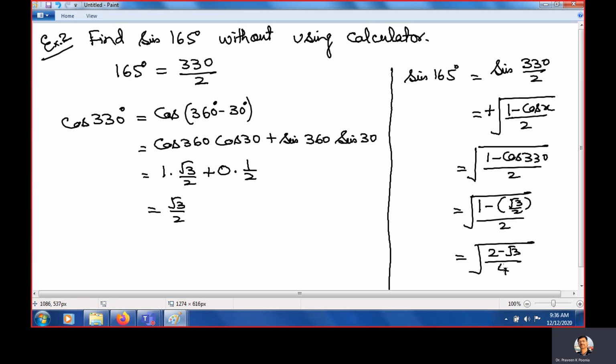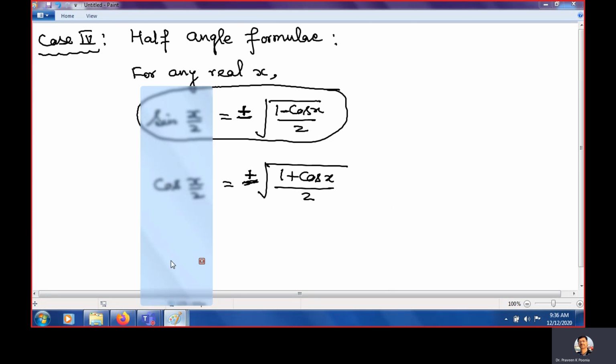So there are two important things here. What? First important thing: the 165 degree angle we cannot calculate directly. It is not possible. So we are making it using the half angle, 330 upon 2. So first we need the value of cos 330. Why do we need cos? Why do we not need sine?